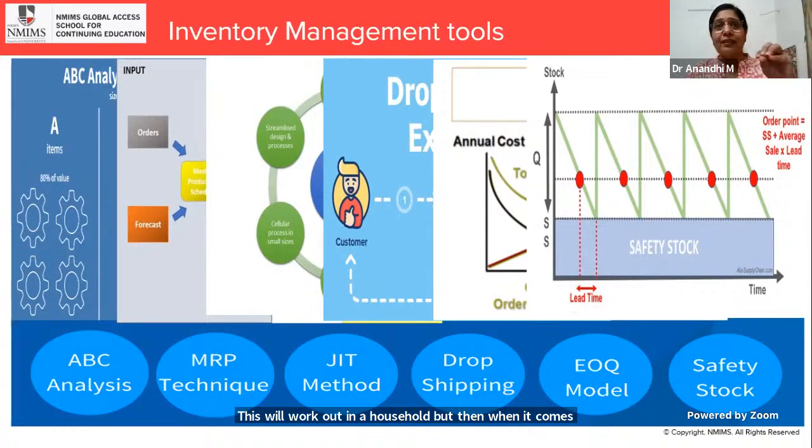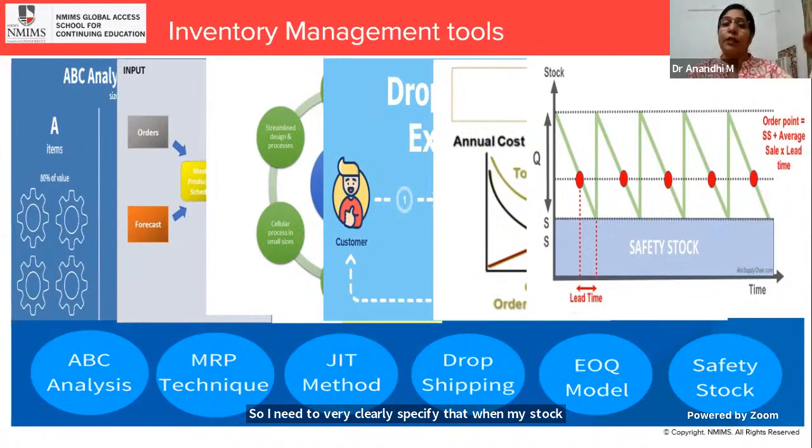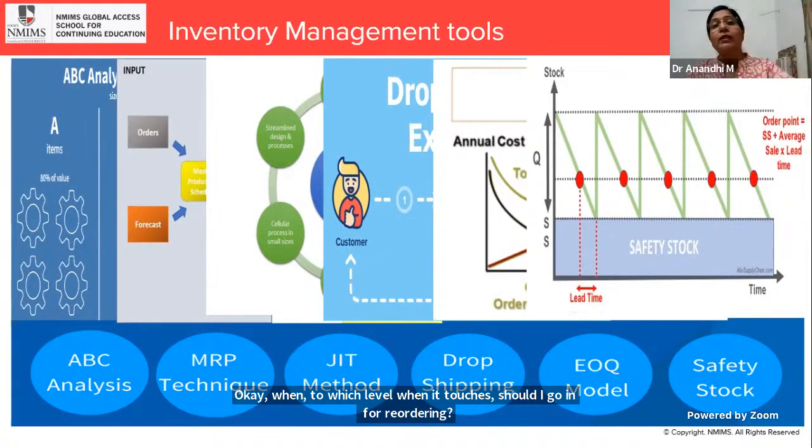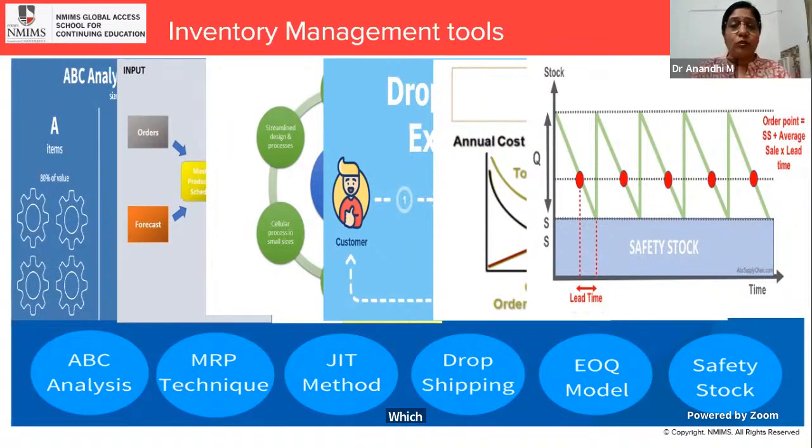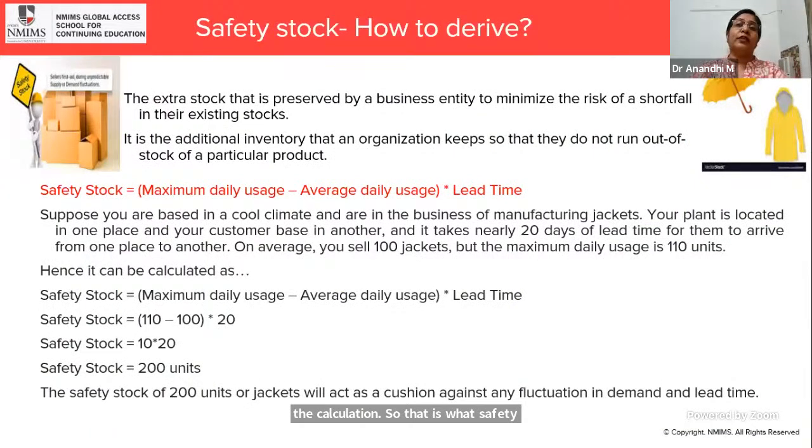So I need to very clearly specify to which level, when my stock touches it, I should go in for reordering, and how much I should order. So all these come out of a calculation. That is what safety stock also tells us. So let us see how to derive the safety stock with an example, right?